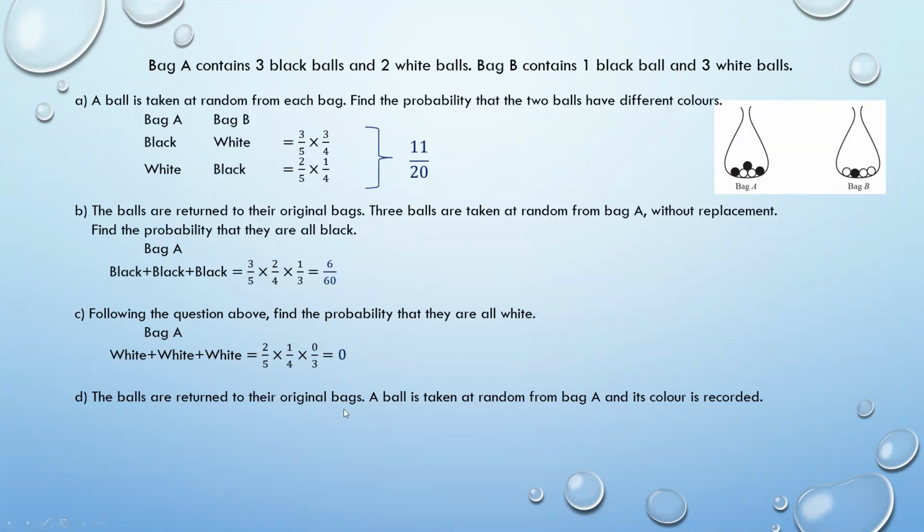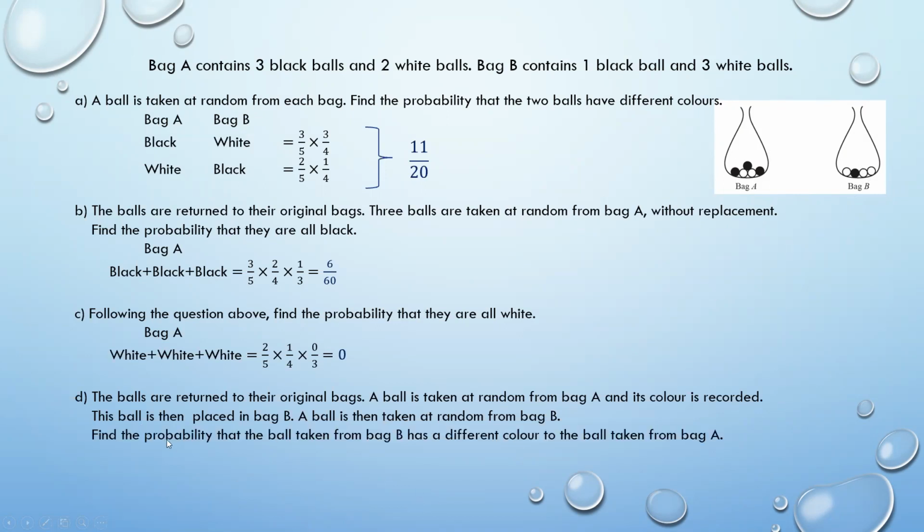Next, part D. All the balls are returned to the original bag, still the same thing. Now a ball is taken from A and the color is recorded. After that, you put it in B. Then after you put it in B, you pick one from B. The question is asking for the probability that the ball taken from B has a different color from the one from A just now.